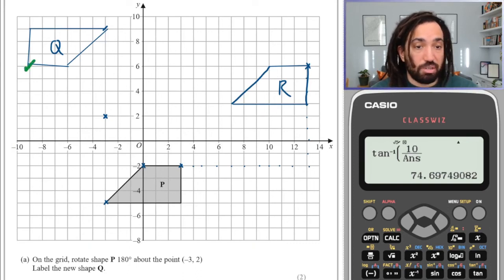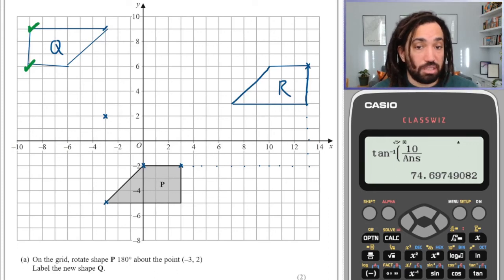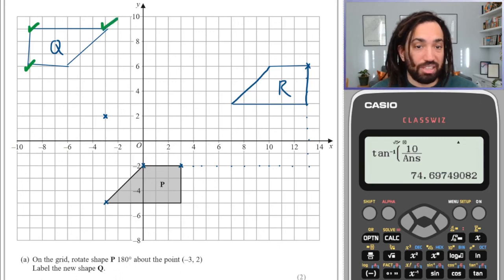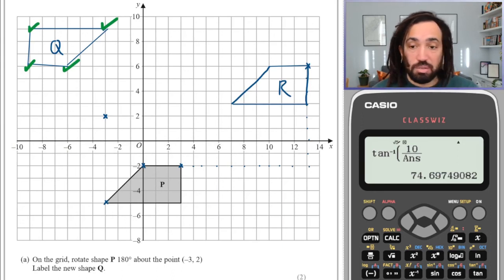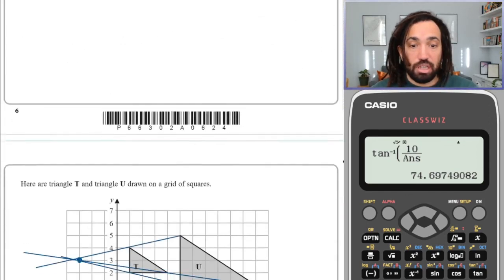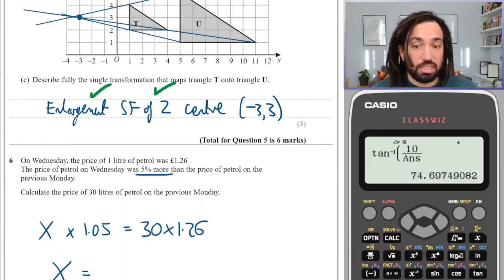plus 6, so that corner's correct. Minus 9, 9, that corner's correct. Minus 3, 9, yeah, that's correct. And then minus 6, 6, so that's correct, that's good. And this one is at 7, 3, that's good. And it's at 13, 3, 13, 6, and it's at 10, 6. Should be, yes it is. Good. We say enlargement, we say scale factor of 2, and we say centre minus 3, 3.